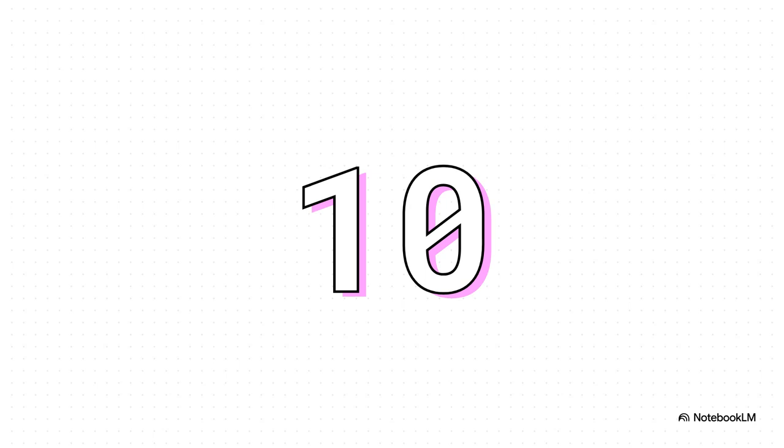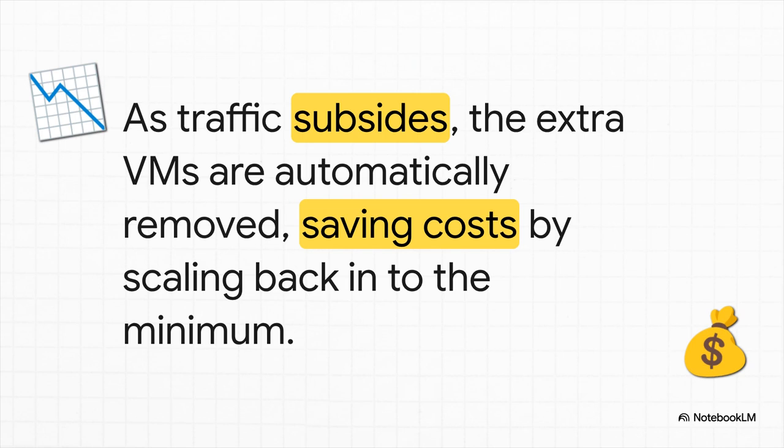The load balancer immediately starts spreading the traffic across all of them, and the app stays lightning fast for every single user. And the best part? Nobody had to lift a finger. And then, once the rush is over and the CPU usage drops back down, the scale set automatically starts removing those extra VMs, scaling right back into your baseline. You only paid for all that extra horsepower for the exact amount of time you needed it. That is the power of cloud elasticity.